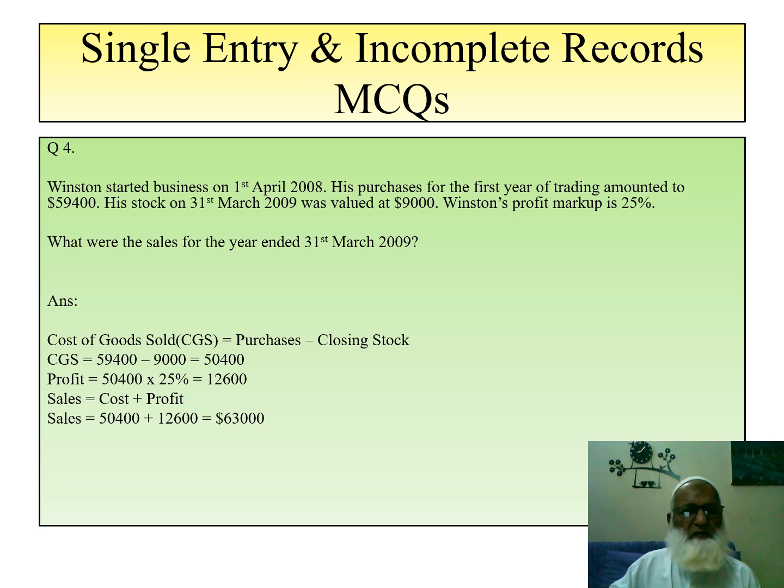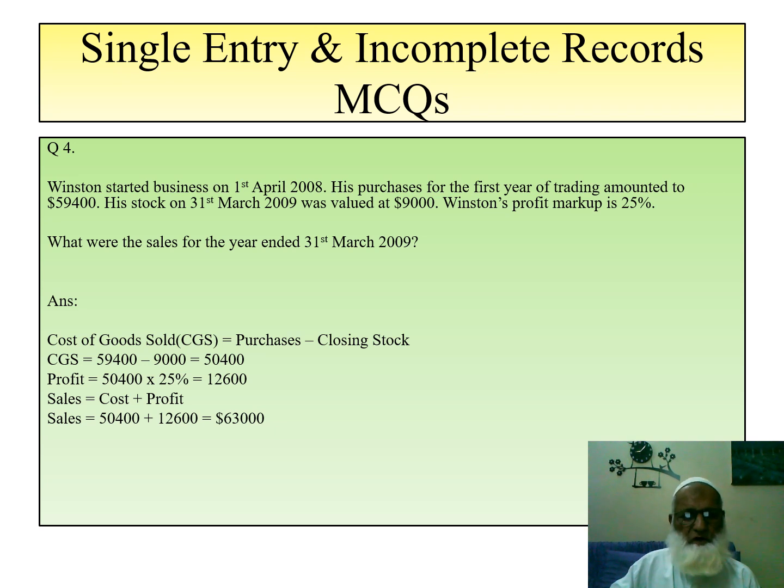Next question. Winston started business on 1st April 2008. His purchases for the first year of trading amounted to $59,400. His stock on 31st March was valued at $9,000. Winston's profit margin is 25%. The solution is very easy. Cost of goods sold is equal to purchases minus closing stock.